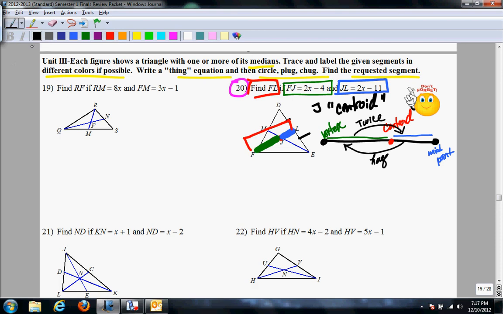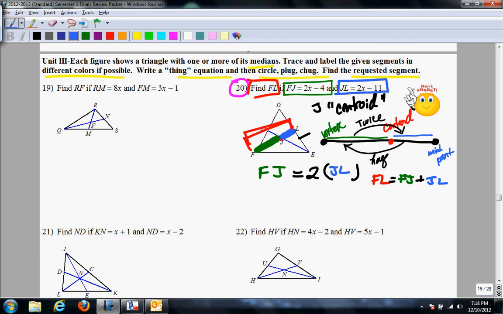So let's write our thing equations first. We know first that it takes 2 JLs, 2 of the blue statements, 2 JLs to make 1 F to J. That's one important statement. And then another thing equation, F all the way to L equals FJ plus JL. The red equals the green and the blue together. So there's your thing equations.